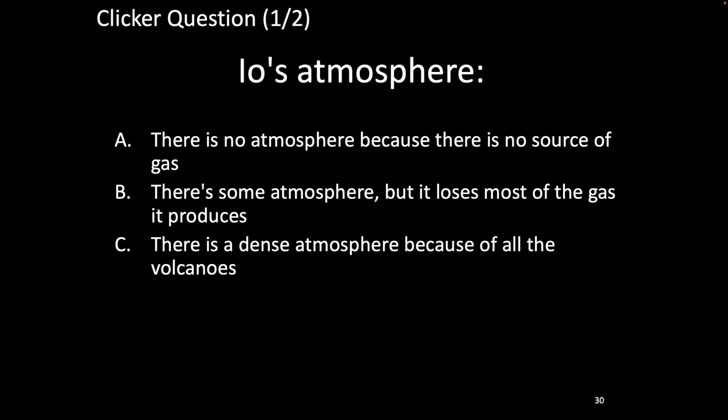Okay, let's talk about Io's atmosphere. Is there A, no atmosphere because there's no source of gas? B, there's some atmosphere, but it loses most of the gas it produces? Or C, a very dense atmosphere because of all of the volcanoes? Let's vote on 3, 2, 1. Okay, I didn't get anyone with a 1. Everyone said that there was a source of gas, but there's some disagreement between B and C. Why don't you turn to your neighbor, see if you can convince them of your answer.